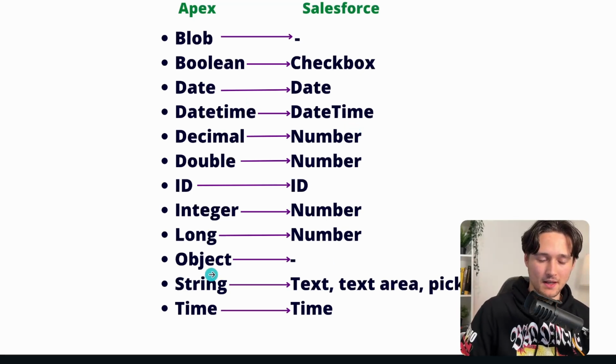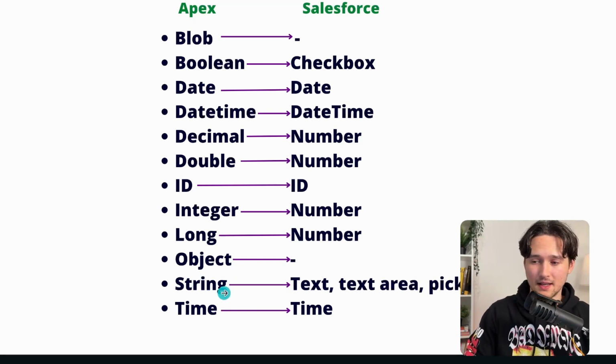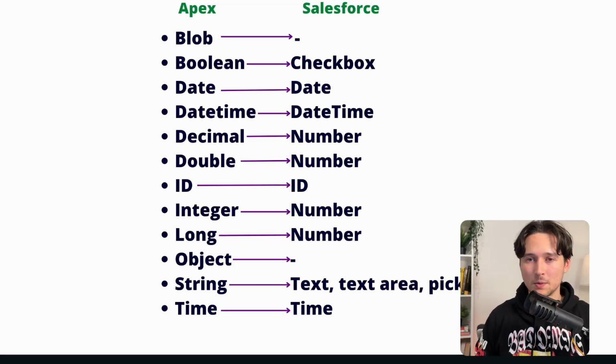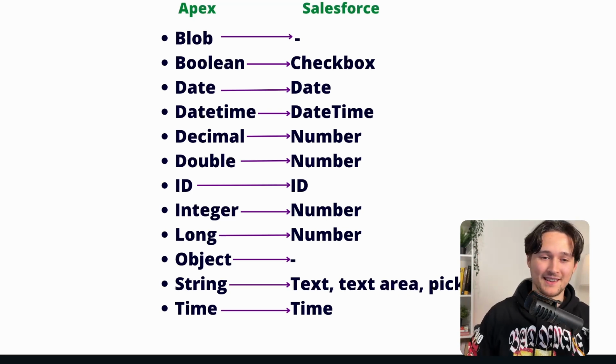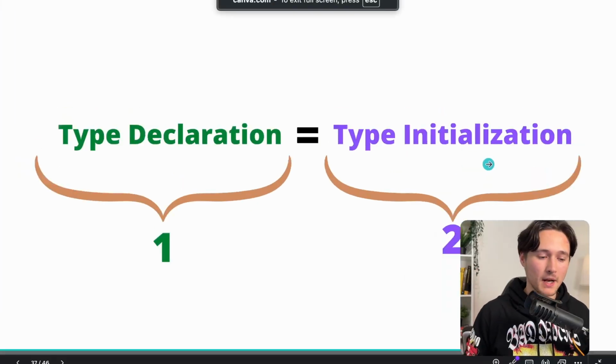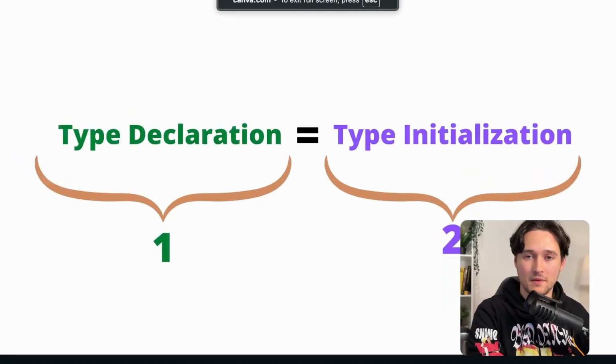Another important thing is that we have here a string. In Apex, and in Salesforce, it's text area, pick list, email, multi-select pick list. All of that would be just a string in Apex, so it's way simpler than in Salesforce itself. Variables are okay, but you need to be able to do something with variables.